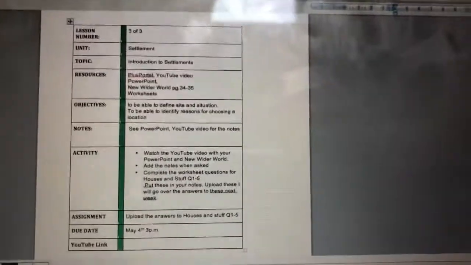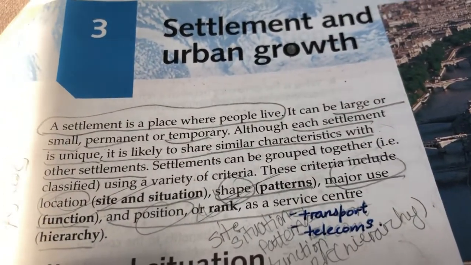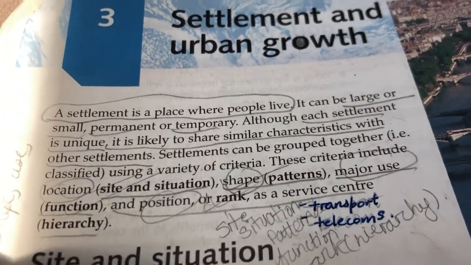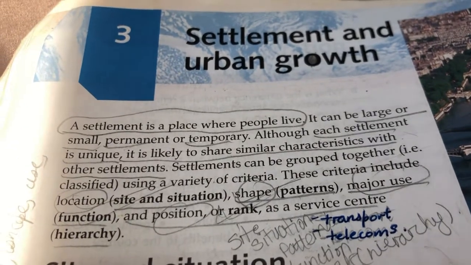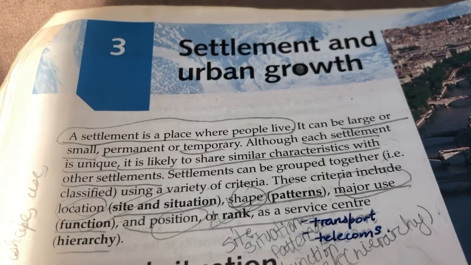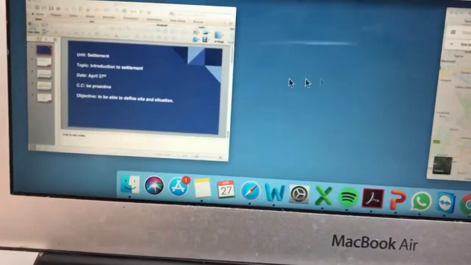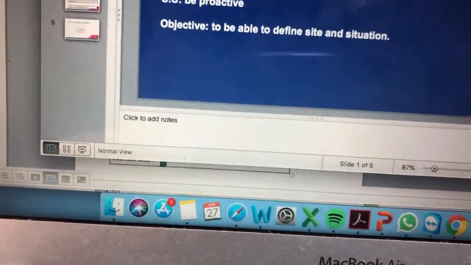The first thing I'm going to put on is the idea of what a settlement is. It's nice and simple. It's where people live. It could be large, small, temporary, permanent. Sorry for all the scribbling on there, but we're going to go into that in a bit more detail in a second. So write down that definition there.